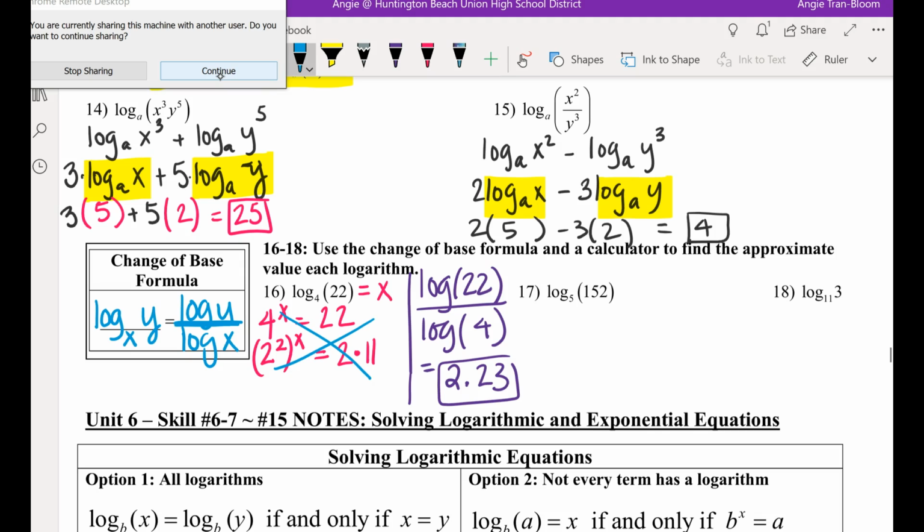And who did you borrow the calculator from? Oh, yeah. Give it to him.